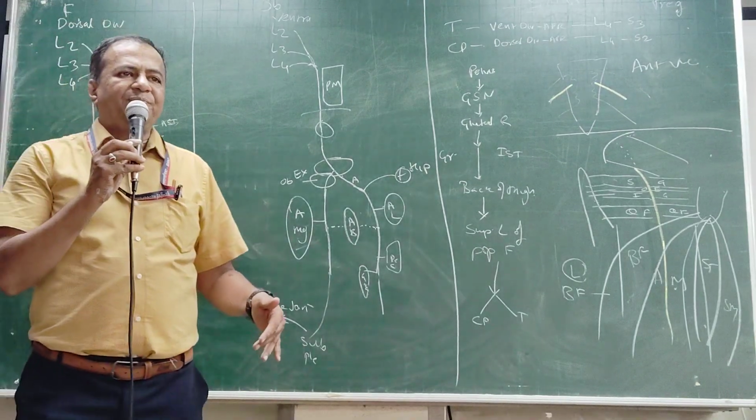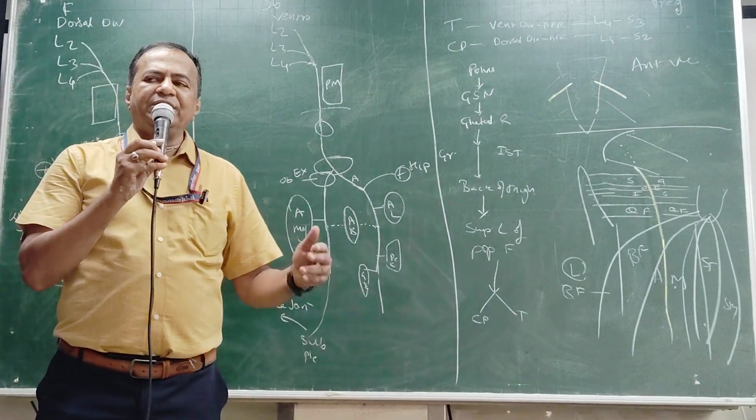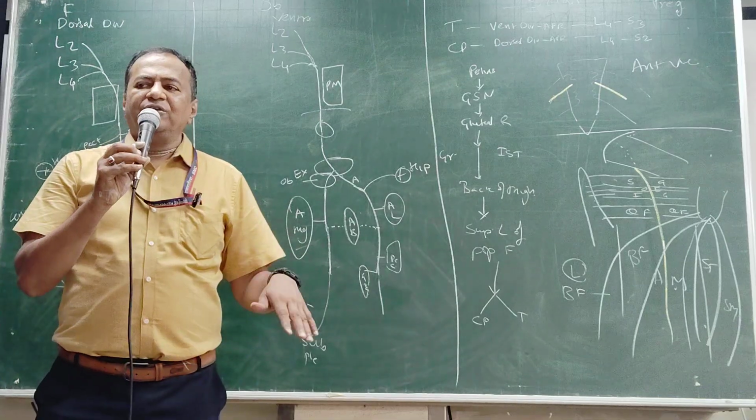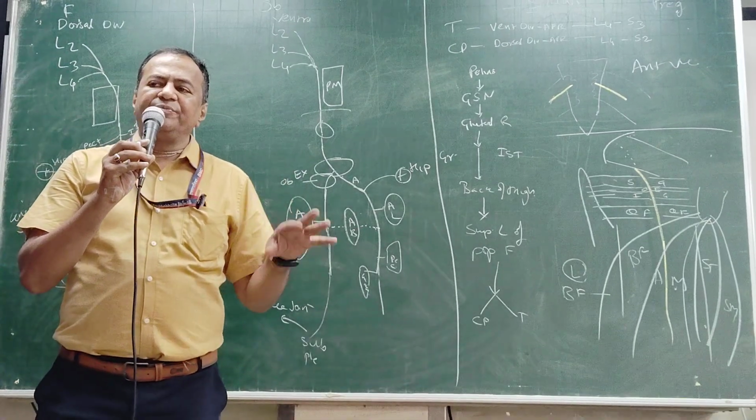Now tibial nerve will supply gastrocnemius, it will supply soleus, it will supply flexor hallucis longus, flexor digitorum longus, all that.